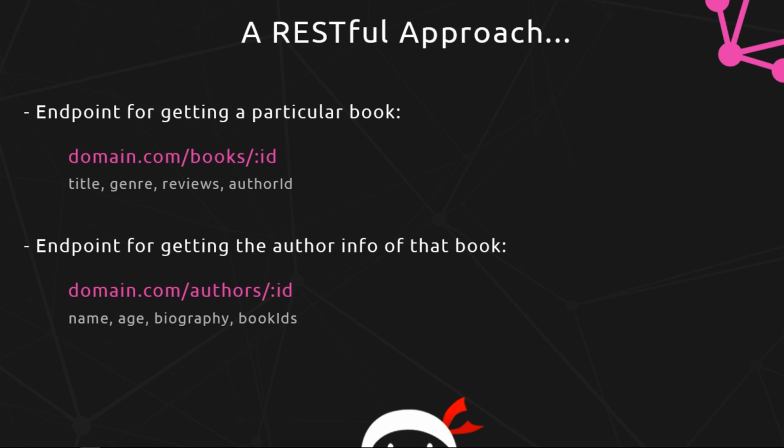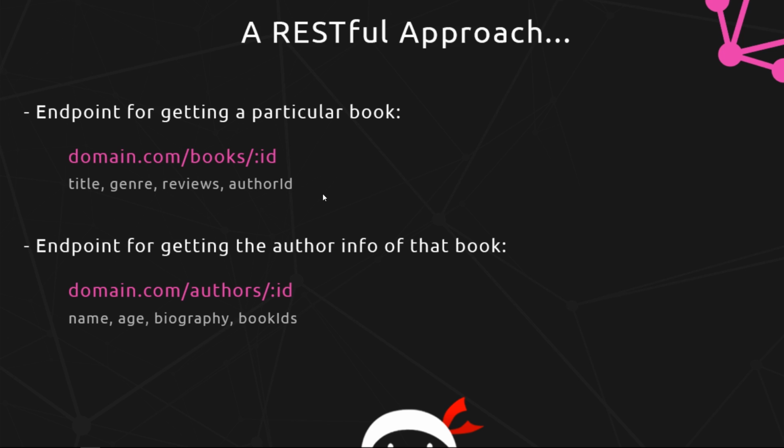Now, to retrieve information about a particular book and display that information on a web page, we would probably make an AJAX request to an endpoint which looks something like this: /books, then /ID of whatever the book we want to retrieve is. Now, this would bring back some information, presumably, about that book, such as the title, the genre, reviews, and the author ID.